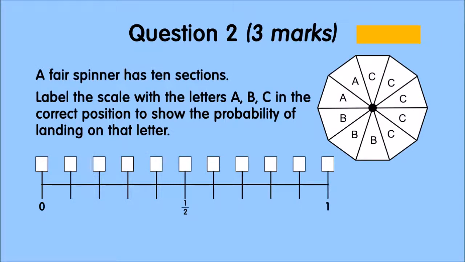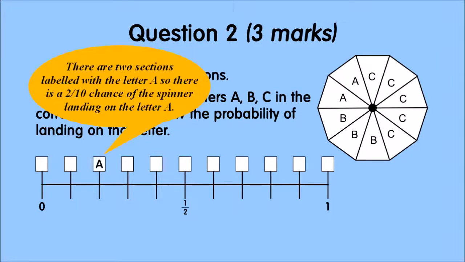A fair spinner has 10 sections. Label the scale with the letters A, B, C in the correct position to show the probability of landing on that letter. There are 2 sections labelled with the letter A, so there is a 2/10 chance of the spinner landing on the letter A. There are 3 sections labelled with the letter B, so there is a 3/10 chance of landing on the letter B. There are 5 sections labelled with the letter C, so there is a 5/10 chance of landing on the letter C.